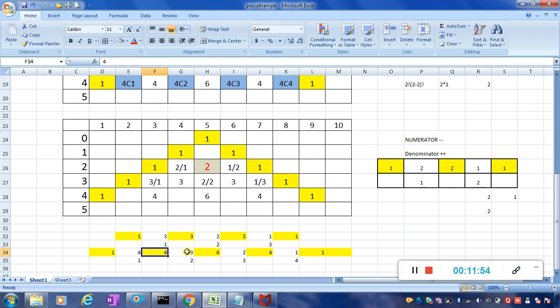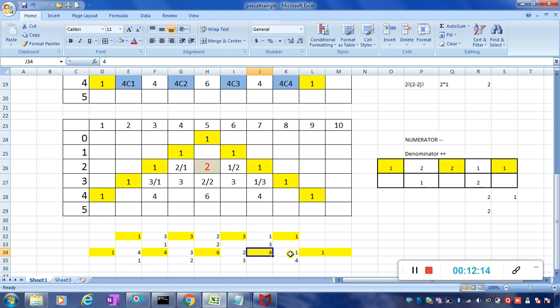So 4 3s are 12. 12 upon 2 is 6, which is the next number. Then 3 gets decremented, 2 gets incremented. So 6 2s are 12. 12 upon 3 is 4. Okay, so 2 gets decremented and 3 gets incremented.